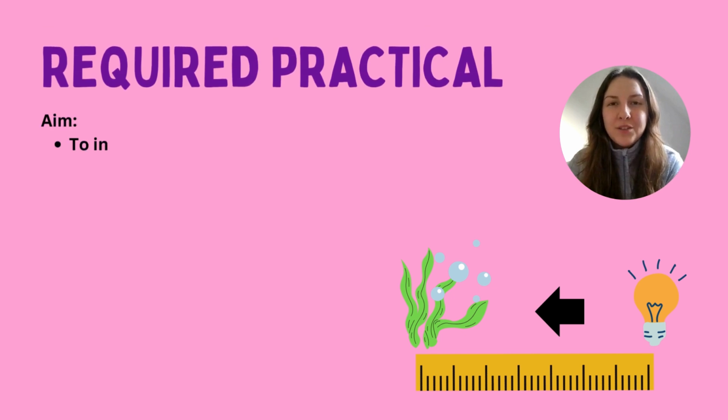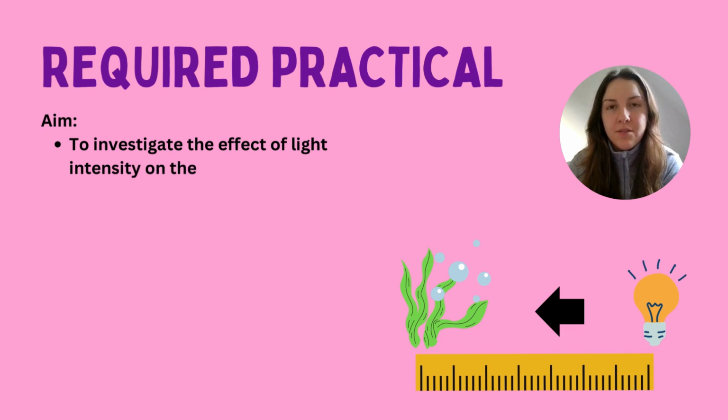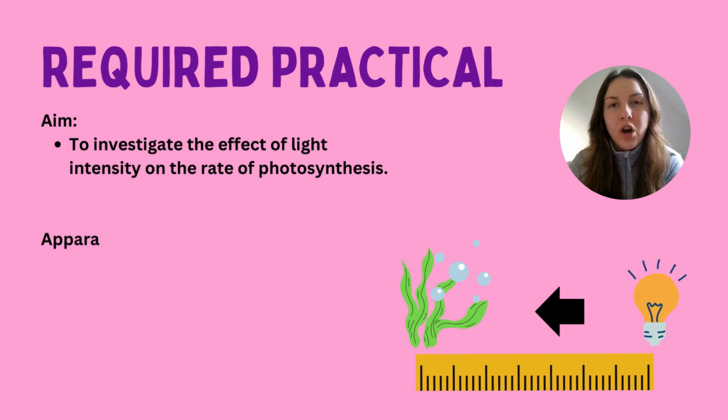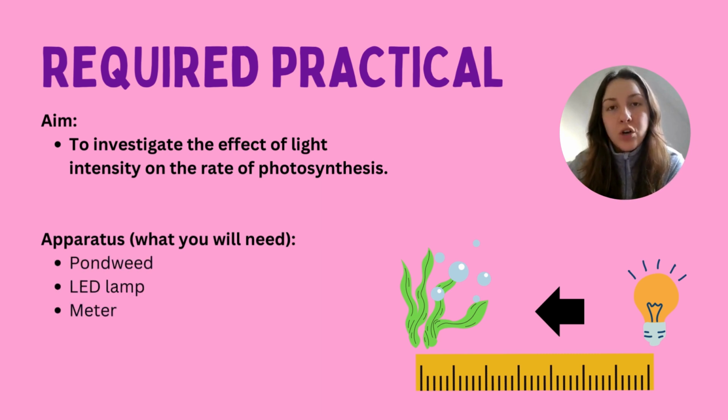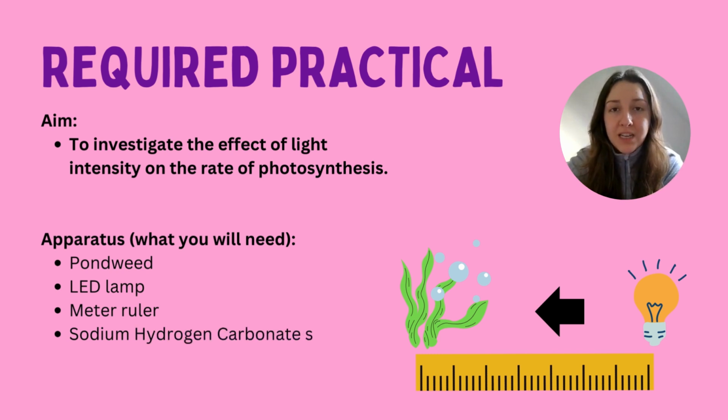So during the required practical, your aim of the experiment is to investigate the effect of light intensity on the rate of photosynthesis. And to do this, you need to maintain the temperature and also the carbon dioxide concentration throughout. And these are what we call control variables. They are maintained and constant within the experiment. And this is to make sure that they have no effect on the data that we collect.